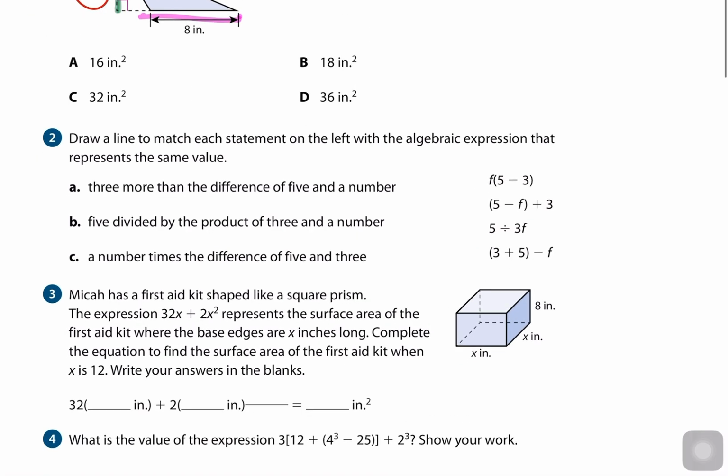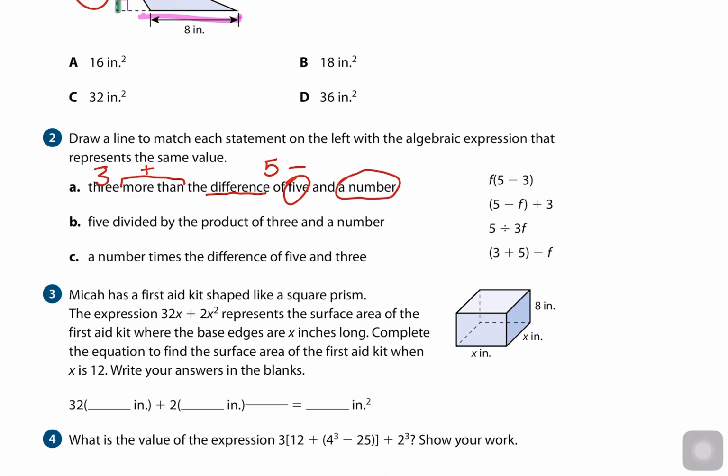Next one. It says draw a line to match each statement on the left with the algebraic expression that represents the same value. Okay. So let's read it. This one says 3 more than the difference of 5 and a number. So let's read it slow. 3 more than. If you look back at your notes, more than means what? So we have 3 more than means plus the difference, right? So then the difference means we're subtracting two things.